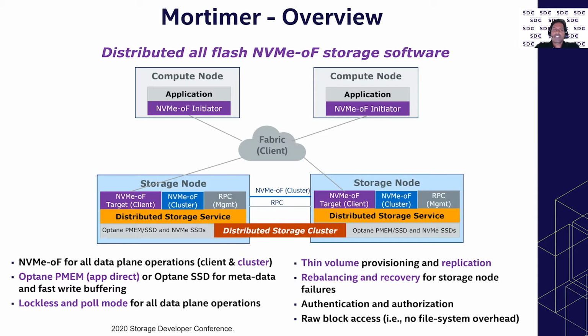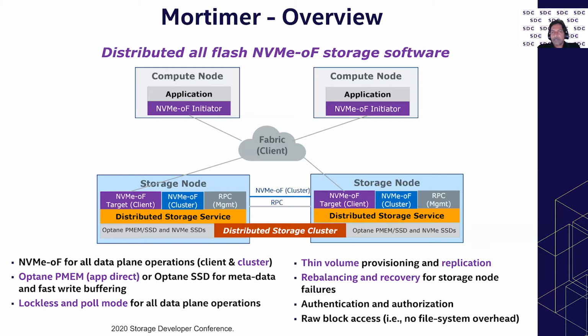Optane persistent memory is the primary focus for this talk. Mortimer uses highly optimized data structures in app direct mode to get low latency and high performance. Optionally, we can use Optane SSD as well, but that's not really the focus of this talk. We can also do fast write buffering with either one of the media types. As with any high performance storage, the implementation uses lockless and poll mode, primarily to ensure that it's highly efficient from a compute perspective.